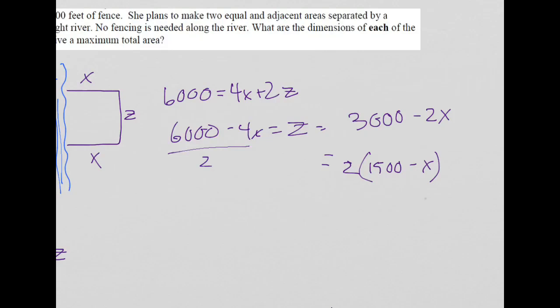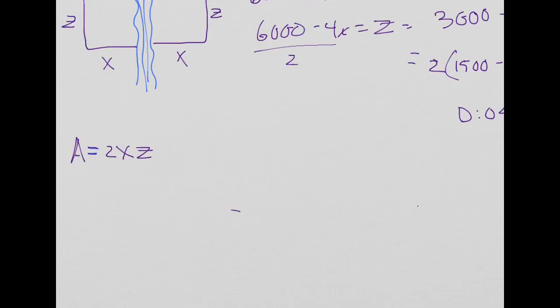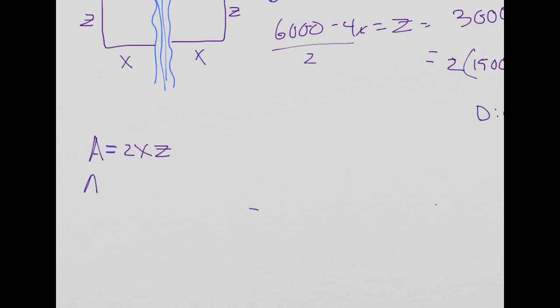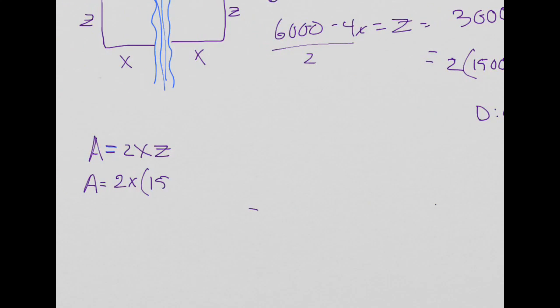That's where I'm going to stop, because looking at that, I can easily see that my domain, when I graph this on my calculator, should go from 0 up to 1,500. So that's a big clue right there. So let's plug that in over here. The area equation is going to be 2 times x times that value, which is 2 times 1,500 minus x. I'm going to combine that 2 with that 2 and get 4x times 1,500 minus x.